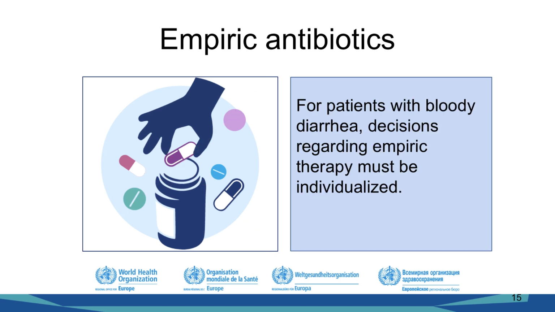For patients with bloody diarrhea, decisions regarding empiric therapy must be individualized. Shiga toxin-producing E. coli infections must be a consideration for any patient with bloody diarrhea. Treating infections due to this organism with antibiotics should be avoided because they may cause harm, namely hemolytic uremic syndrome. U.S. guidelines recommend the use of empiric antimicrobials only in certain circumstances. We will review these recommendations later in the module.